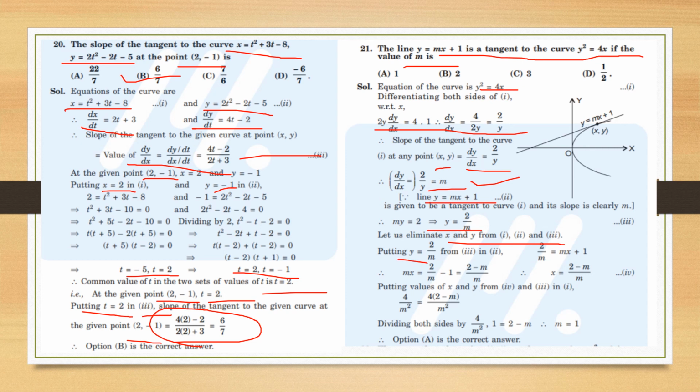So I'll put y equal to 2 by m. Okay, I'll get x as (2 minus m) by m. So putting the values of x and y from 4 and 3 in equation number 1, I'll get 4 by m square equal to 4 times (2 minus m) by m square, and on dividing both sides I'll get m as 1. So my option number A is correct.